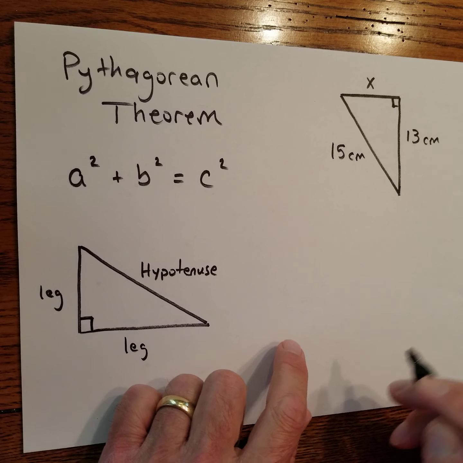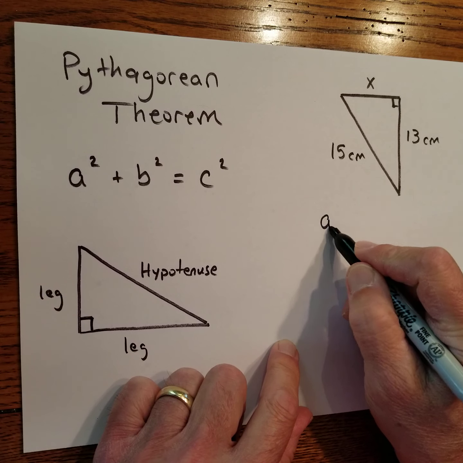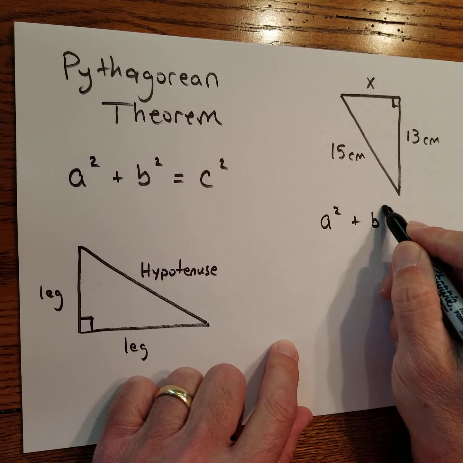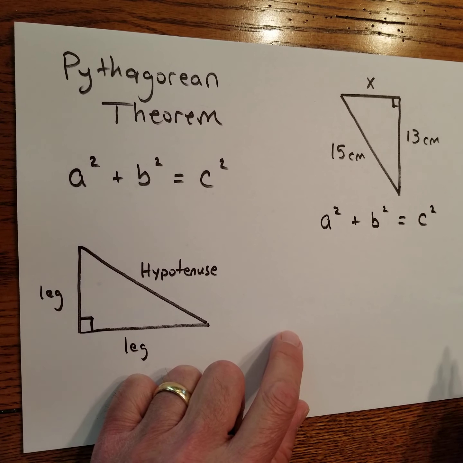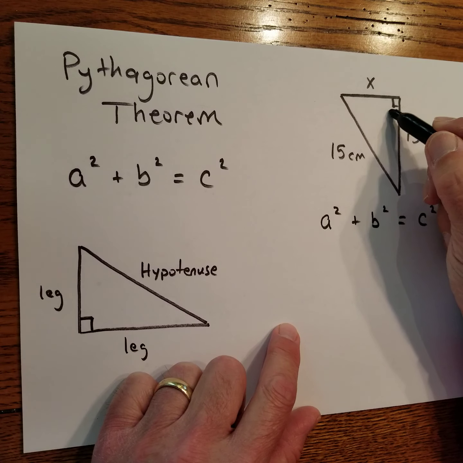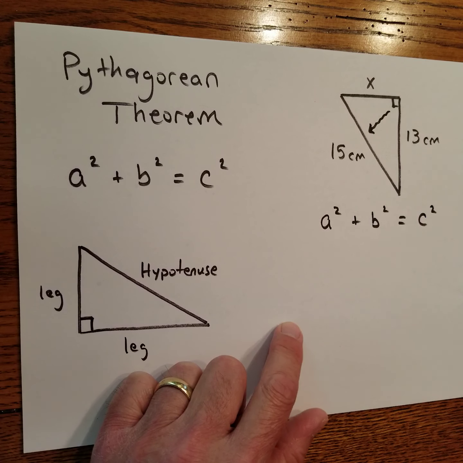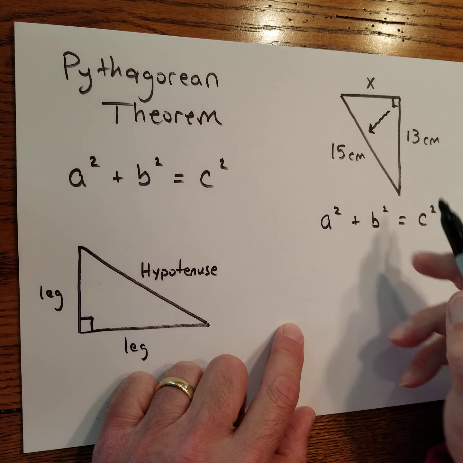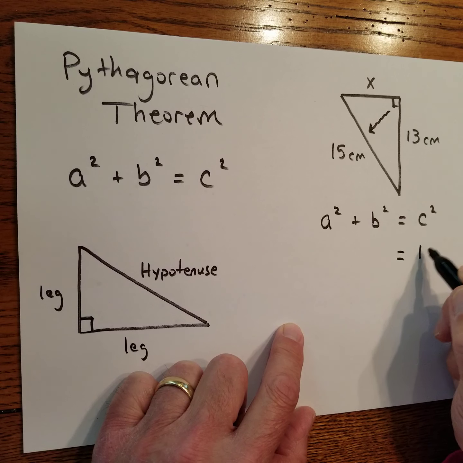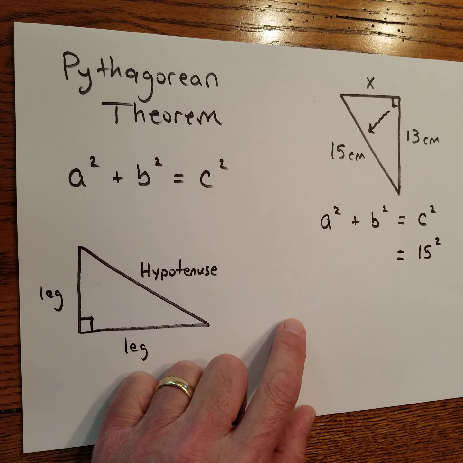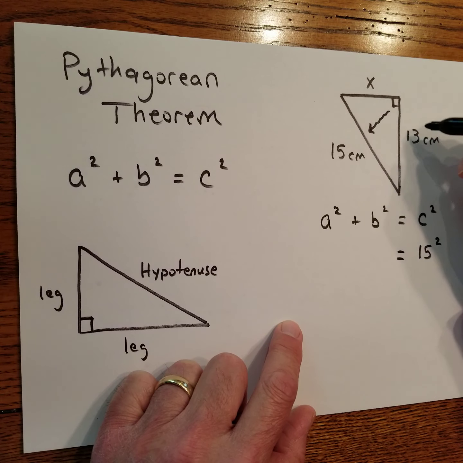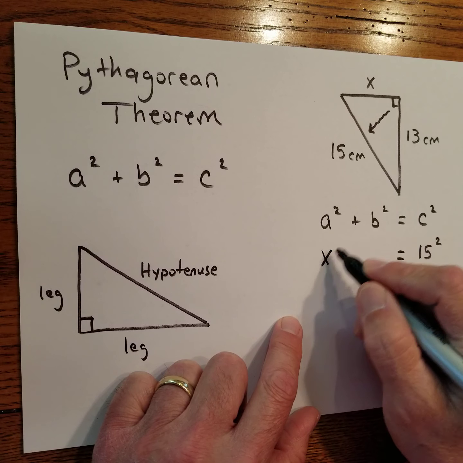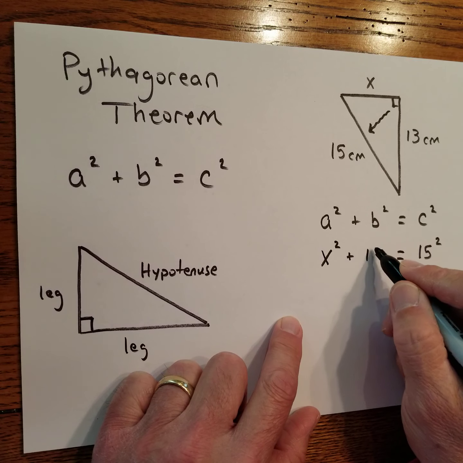The Pythagorean Theorem is useful when we know two sides of a right triangle and we're looking for the third or missing side. Let's set up our formula. A squared plus b squared equals c squared. Remember, across from the right angle is always the hypotenuse, and the hypotenuse is always c. We'll put the 15 in for c. The x and the 13, those are the legs, and the legs can go in any order you like.